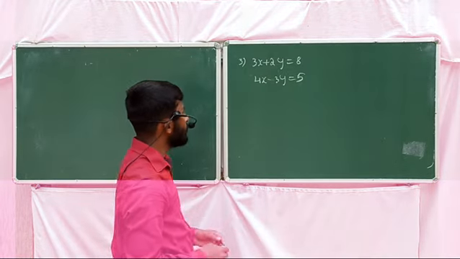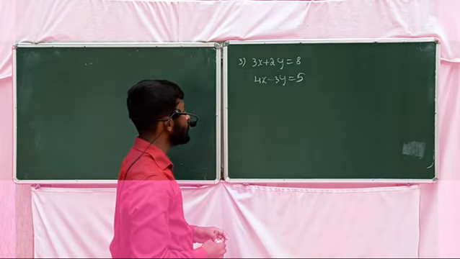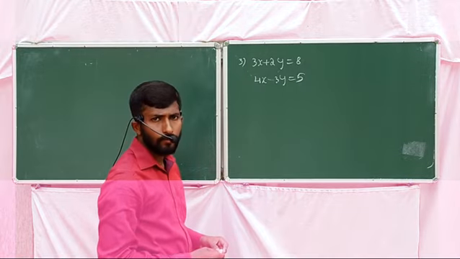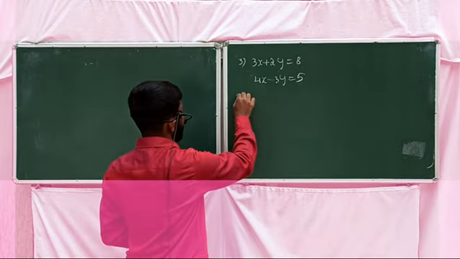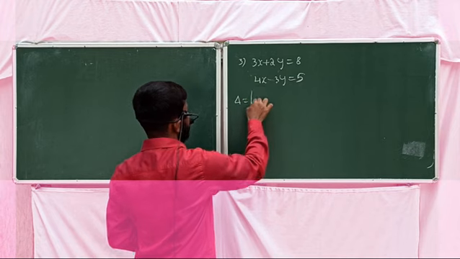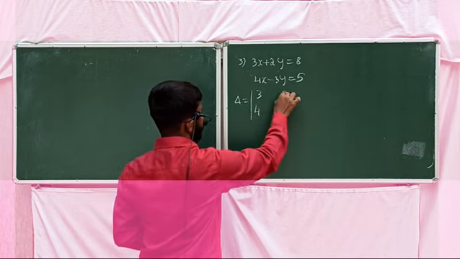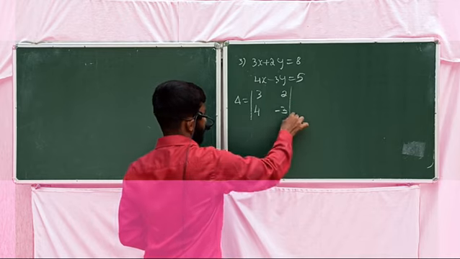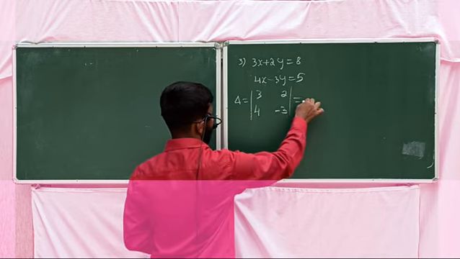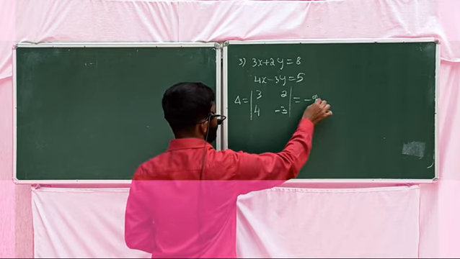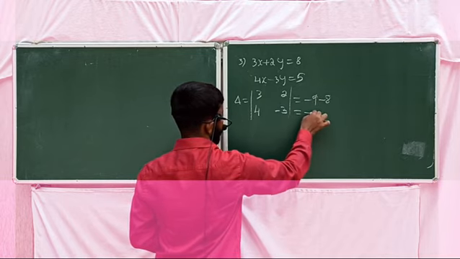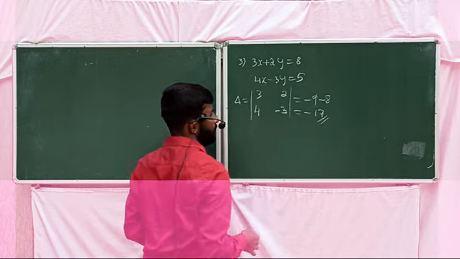See the next question. 3x plus 2y equal to 8. 4x minus 3y equal to 5. First find delta value. Delta 3, 4, coefficient of x in the column 1, coefficient of y in the second column. Calculate the determinant value. Minus 9 minus 8. It's equal to minus 17.